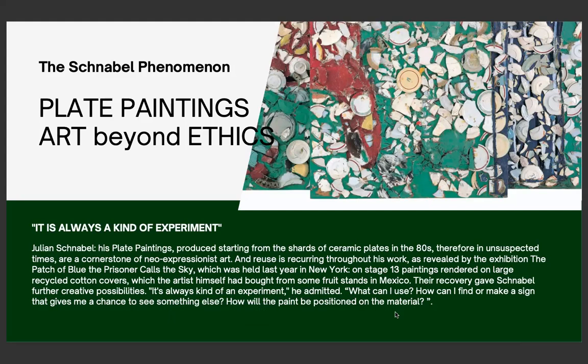What can I use? He asked. How can I find or make a sign that gives me a chance to see something else? How will the paint be positioned on the material? So the point of view of creation is really experimenting, looking for something different. So how can I paint, in this case, a ceramic plate? How will this sign be on this typology of canvas?